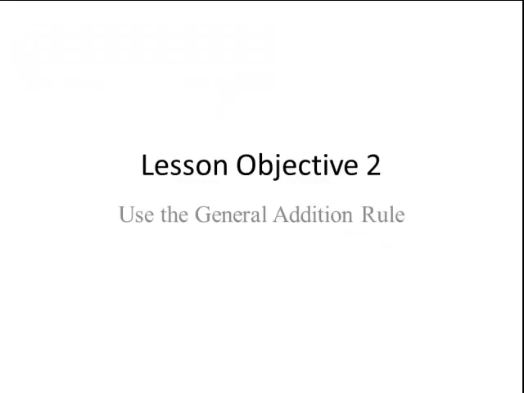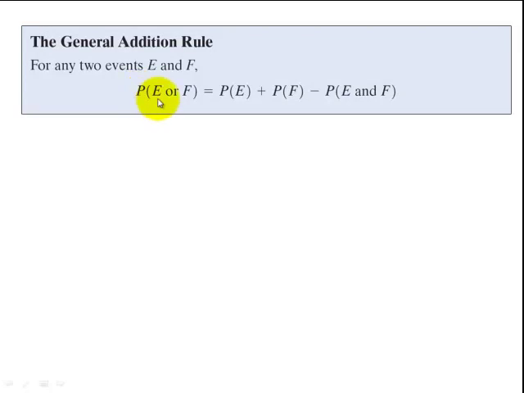Lesson objective number 2, use the general addition rule. So this rule is applied if the two events are not disjoint. If we want to find the probability of E or F happening, then we simply say it's the probability of E plus the probability of F minus the probability of both of them happening at the same time. If they are mutually exclusive, this part is equal to 0.